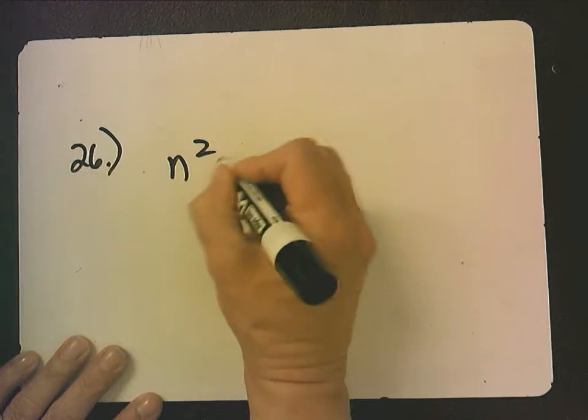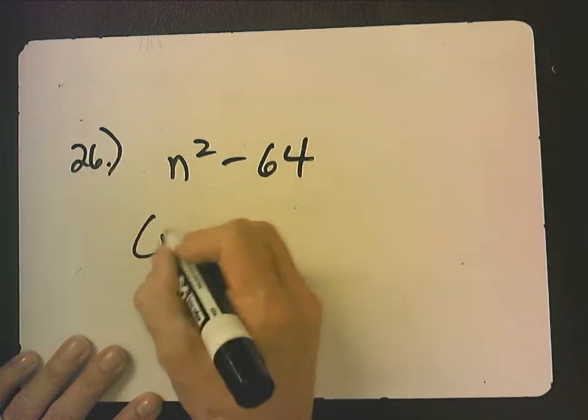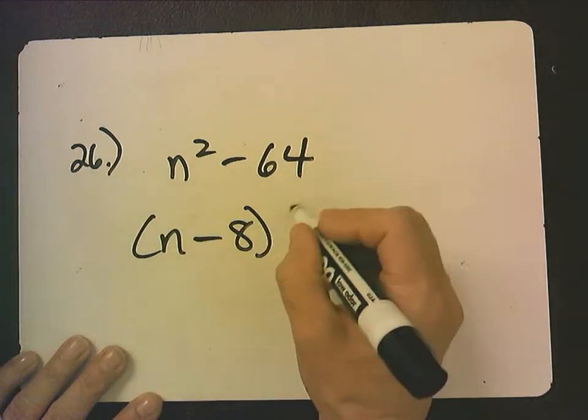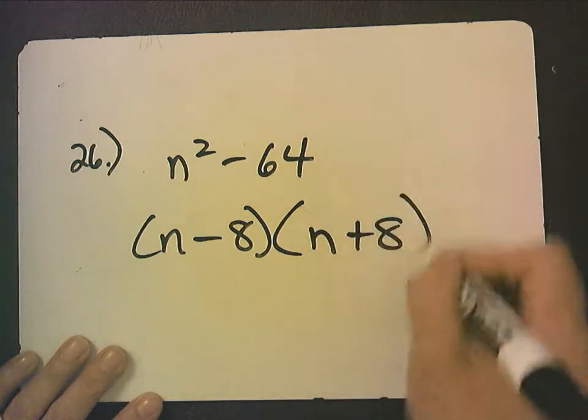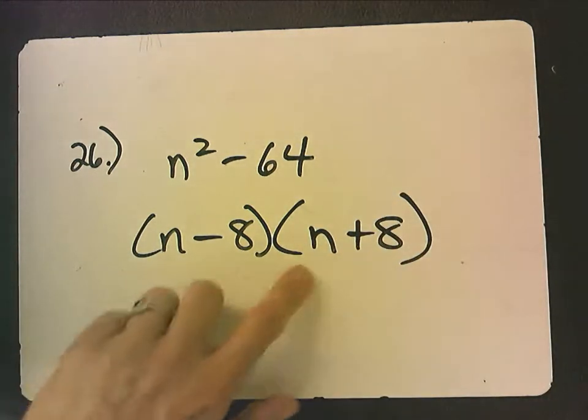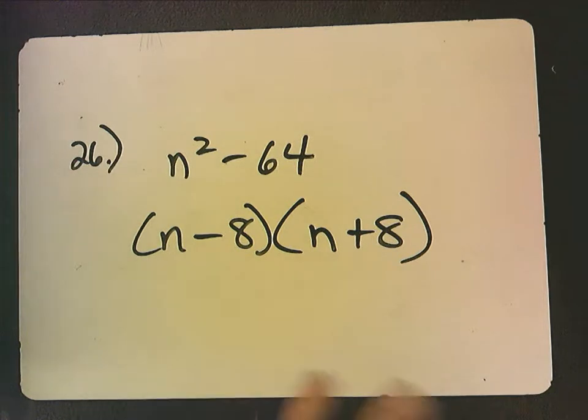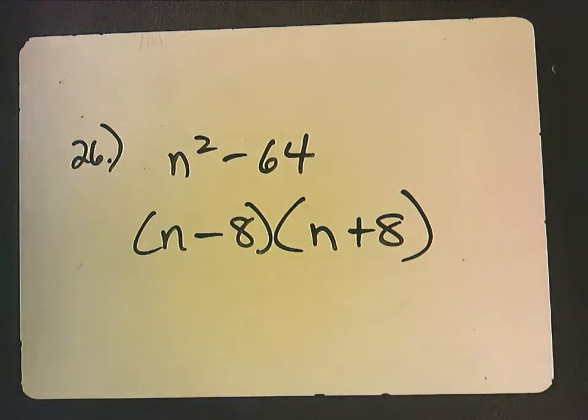Okay, now 26. This is the difference of squares. Take the square root of the first minus the square root of the second times the square root of the first plus the square root of the second. So I get n squared plus 8n minus 8n. They drop out, minus 64.